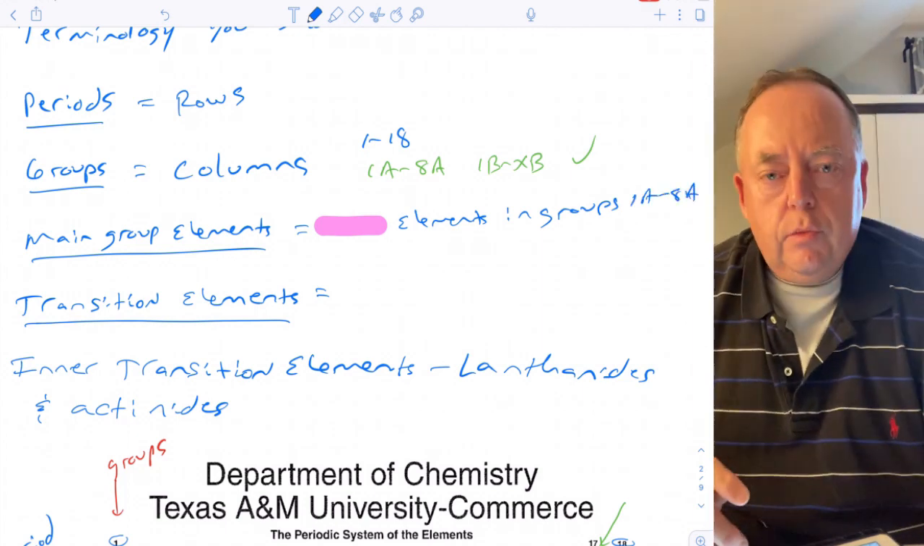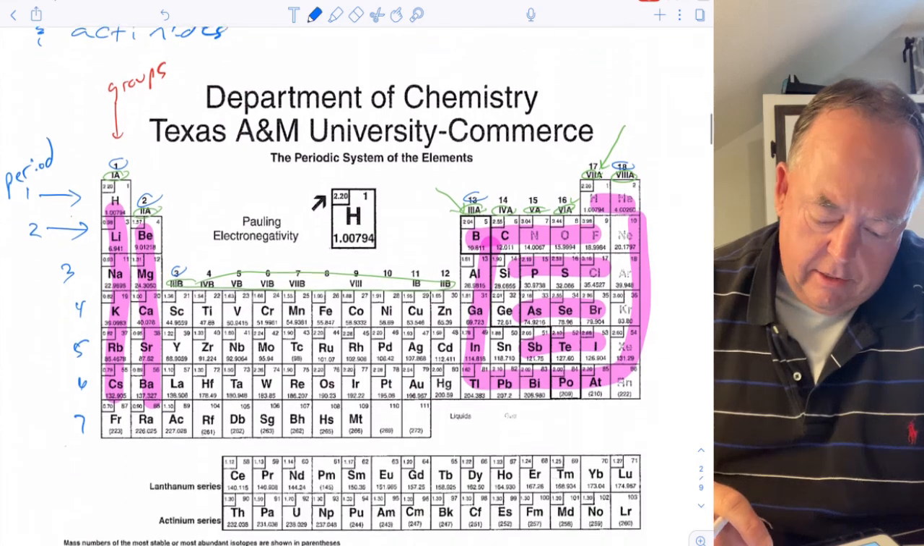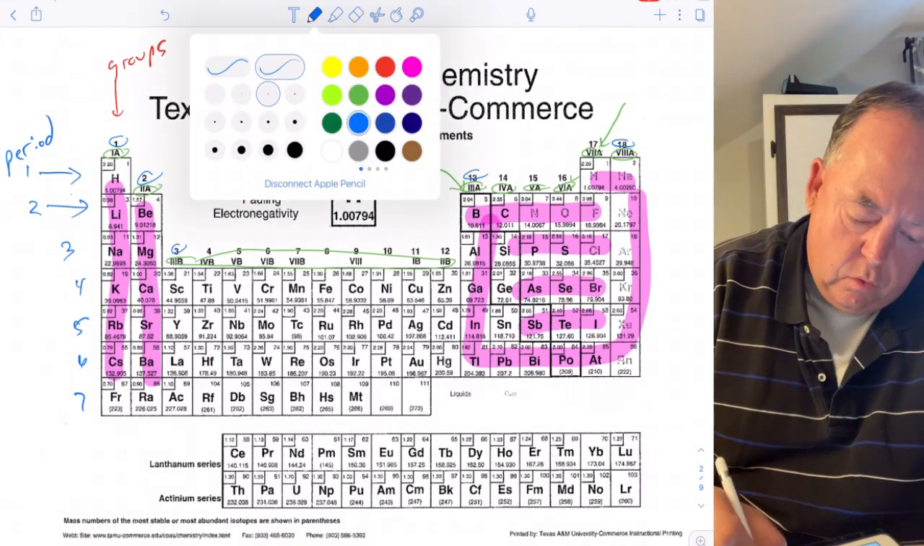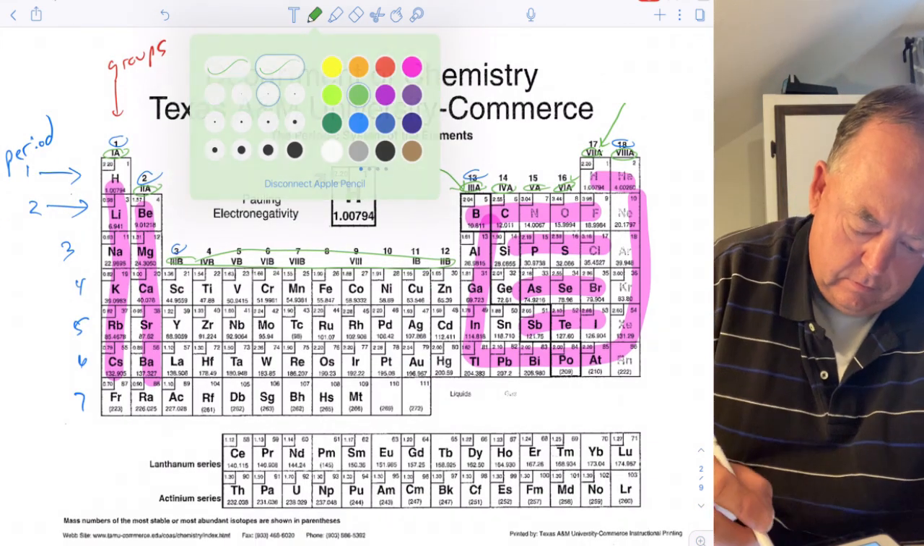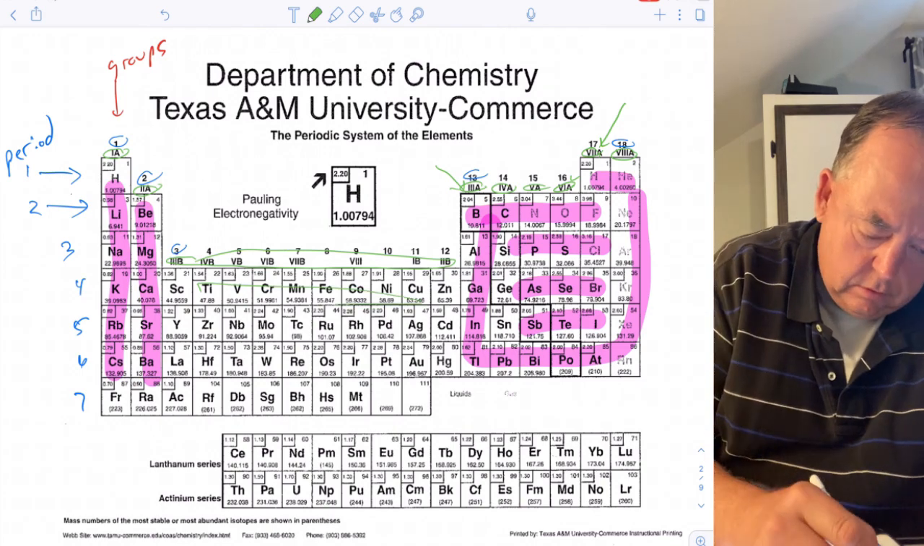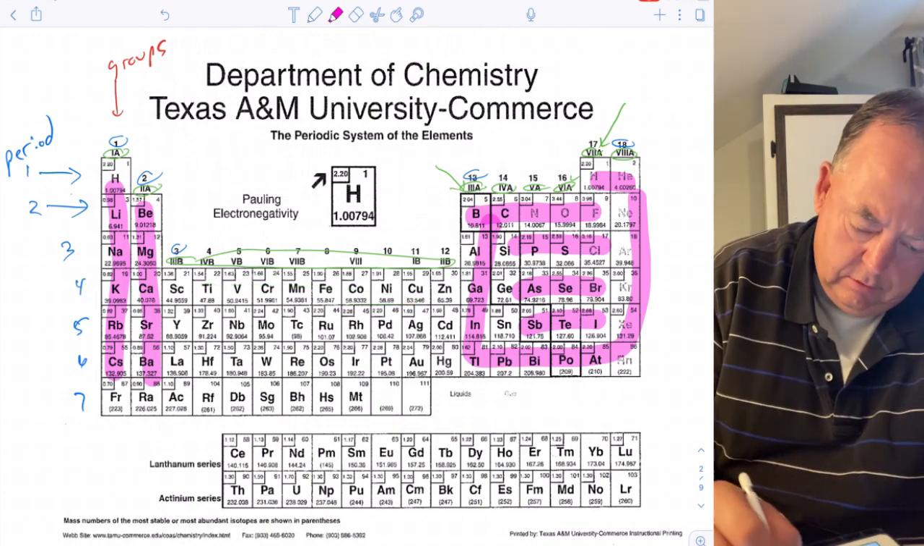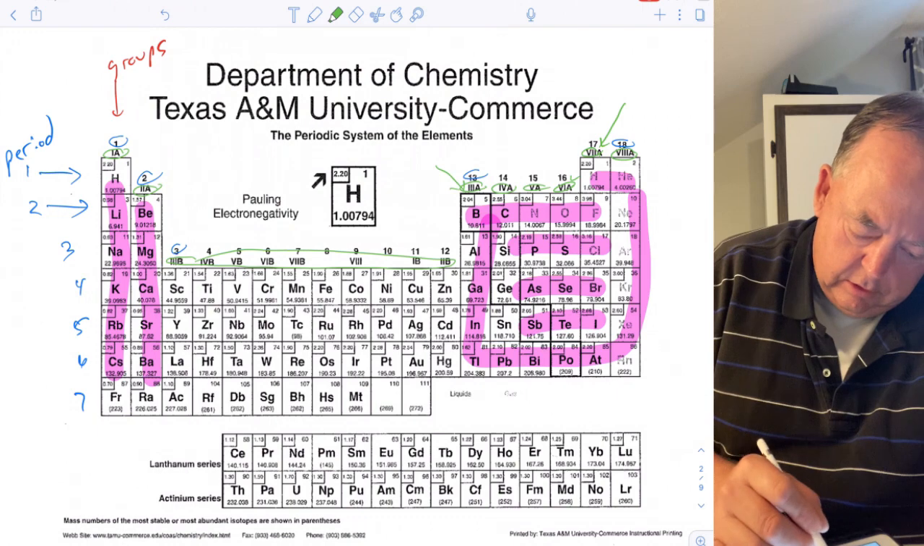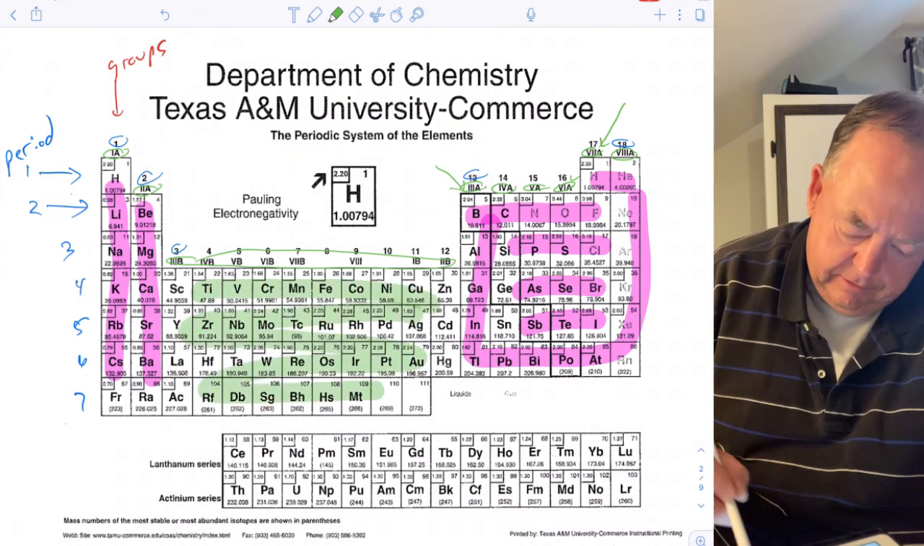So that's the elements in groups 1A through 8A. And then the transition elements would be these. So these would be the transition elements.